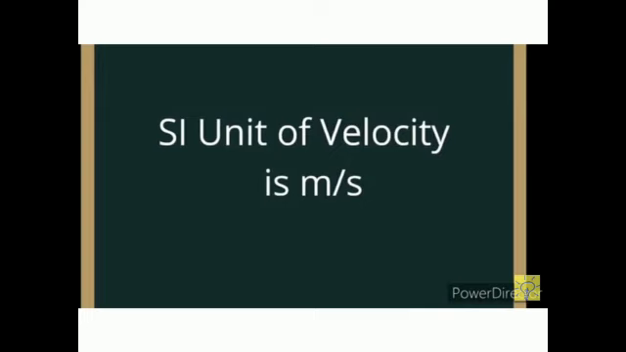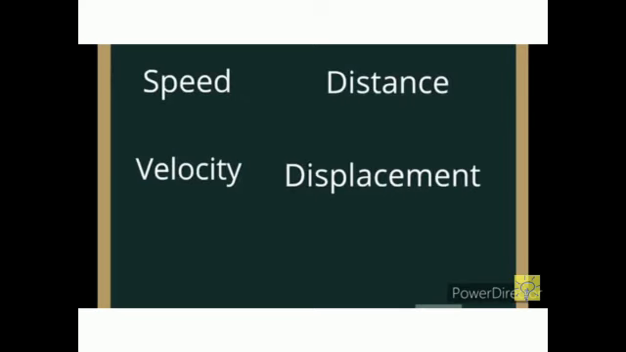In the International System, the unit of velocity is meter per second, while the unit of speed is also meter per second, but the difference between these two quantities is that speed is a scalar quantity while velocity is a vector quantity. In speed we discuss distance only, while in velocity we discuss displacement.